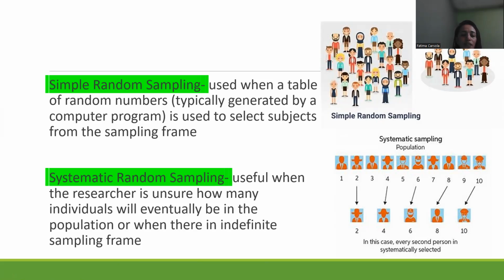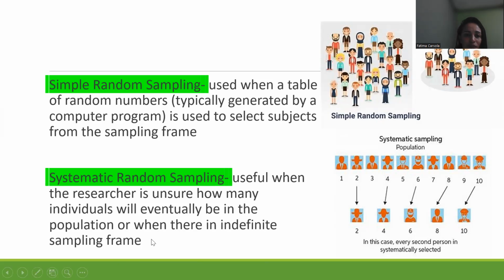Like for example, if the drawn set of random numbers is 21, 11, 143, and 86, then the 21st, 11th, 143rd, and 86th subjects on the list would be asked to participate in the study. So this one should be done by the statistician, okay? They will teach you how to do it.